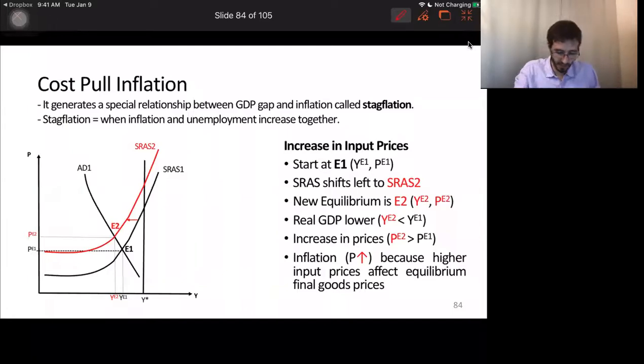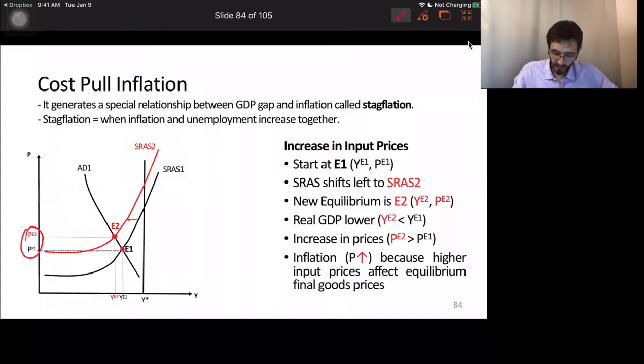Okay, so in this case here, you can think we're at E1, and given that input prices go up, we know that the aggregate supply curve would shift to the left. That shift is not permanent, so we would only shift the short-run aggregate supply and not the long-run aggregate supply, right, as we talked about before. In this case, you can see here that it's leading to higher levels of inflation as well.